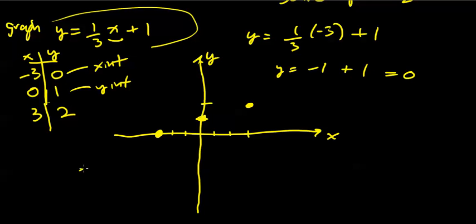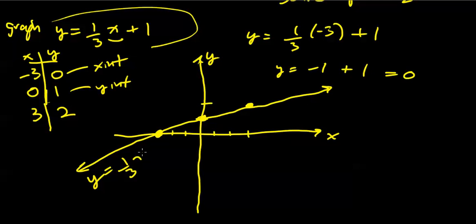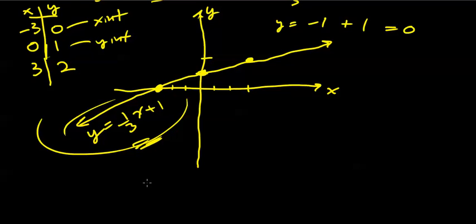All right, so I'll connect the dots here. Do the best I can freehand. All right, so there is the graph y equals 1/3 x plus 1. So 3 points. Label the graph with the equation that generates it, and again note that all the solutions of this equation y equals 1/3 x plus 1 lie on this line somewhere.